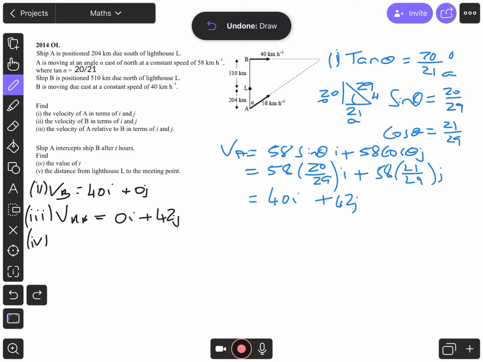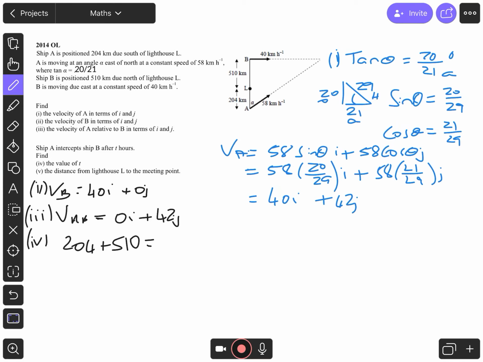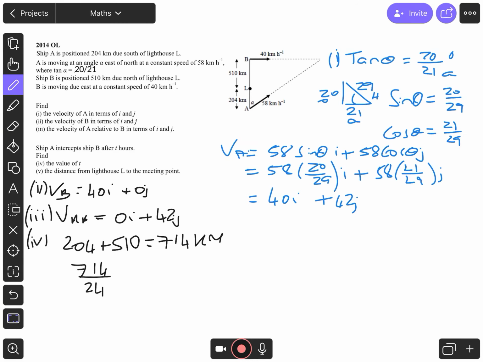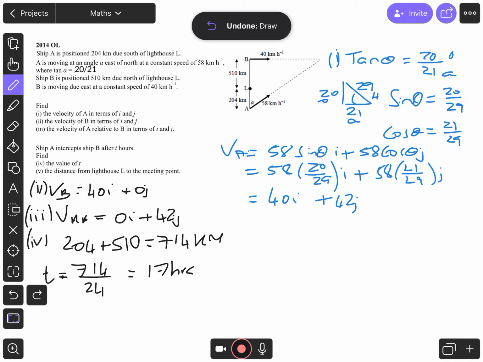What we really are looking at is that I have 204 and 510 kilometers to go, which gives a total of 714 kilometers. I'm going 42 kilometers north every hour, so I'm going to take my 714 and divide it by 42, using distance, speed and time. The time equals the total distance over the speed, which gives us 17 hours. So it's going to take 17 hours for them to meet. If the easterly directions are the same, it makes it a nice bit easier.